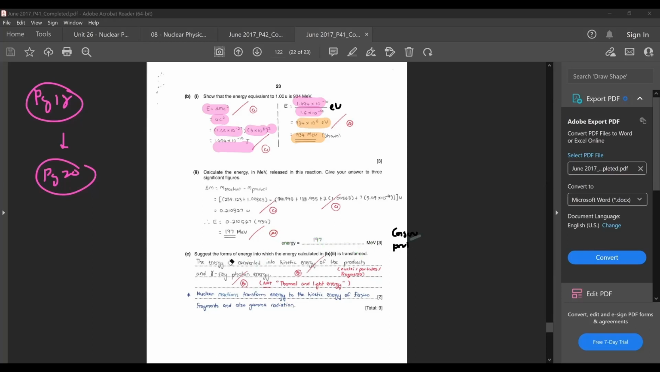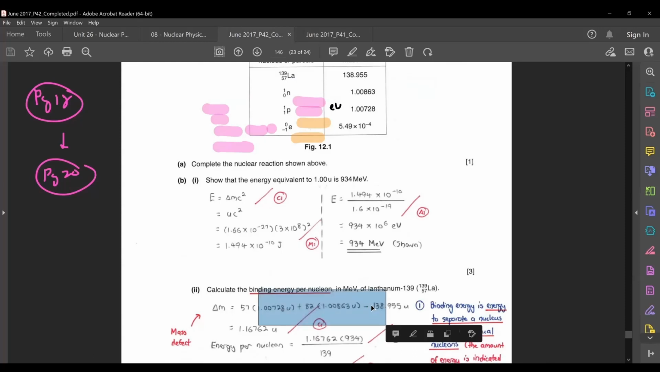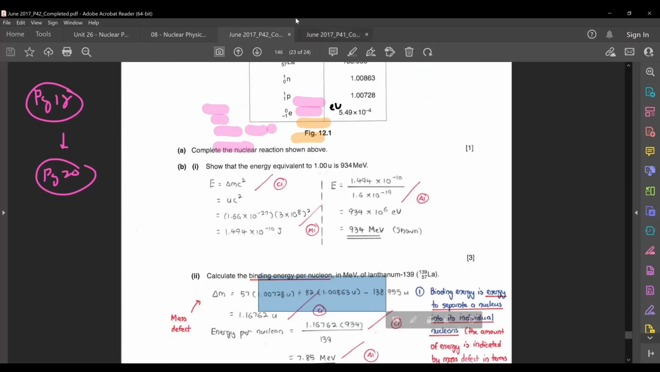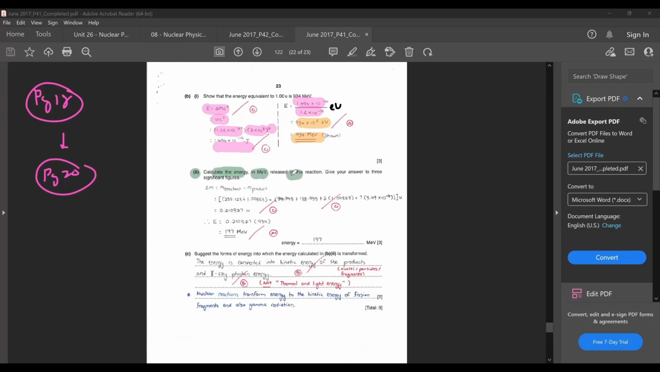Now here is where you will do the question a bit differently. If you look at page 20, what they asked you was to find the binding energy per nucleon of lanthanum. Then you use E equals delta mc squared. In page 18, they ask you to calculate the energy in MeV released in this reaction. Not asking you binding energy, all right? They're asking you the energy released in your reaction. Give your answers to 3 significant figures, okay?